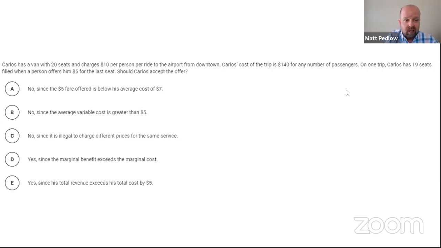So if you look through the answers here, A, B, and C are wrong because you know the answer. Yes, they should allow him to get on. Now you're down to D and E, and we've got to figure out why. Is it because the marginal benefit exceeds marginal cost? Right. So the $5 they're going to earn is greater than 0 because that's the marginal cost. And then, is it because his total revenue exceeds his cost? Well, his revenues are way above his total cost. It's not just by $5. So the answer is D. The marginal benefit of putting him on for $5 is better than the 0. Yeah, he should take $1 if the guy wants a ride.